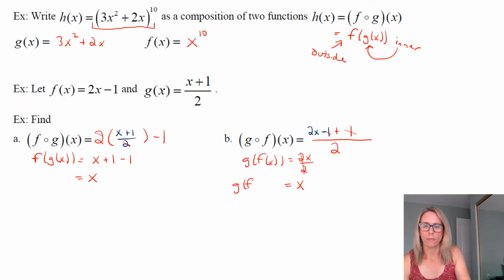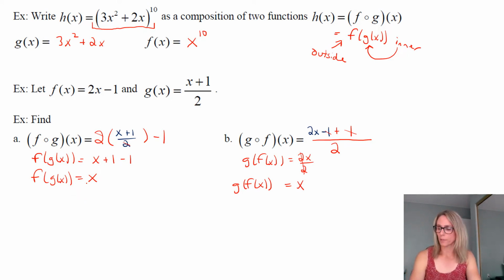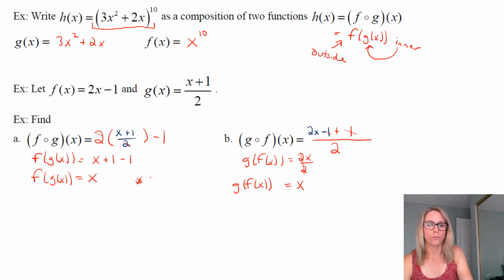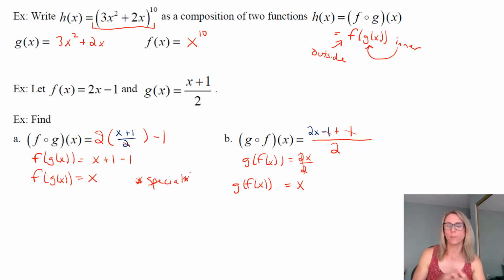So g of f of x is the same as f of g of x. And even more than it being the same, both of our answers are x. Very, very soon, you're going to learn that this is a case of two functions that are special. These functions have a special aspect to them that we'll talk about in section 2.8. But that is section 2.7.